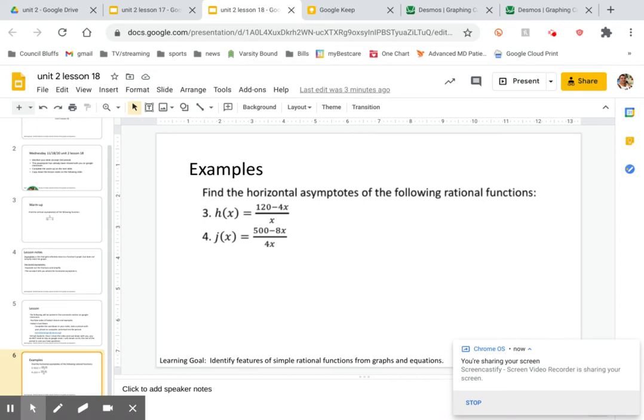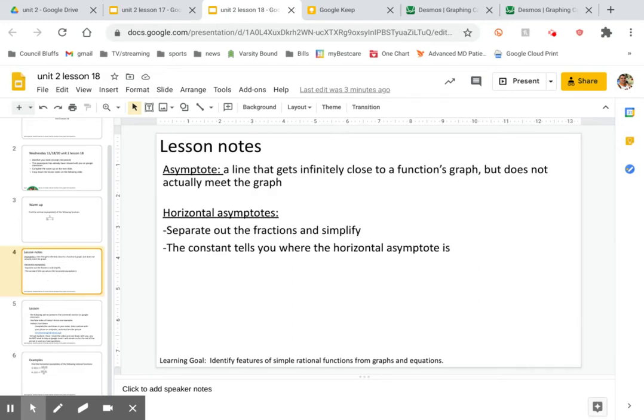All right, lesson 18 is a continuation of yesterday. Remember, we started talking about asymptotes yesterday, straight lines that get infinitely close to a function's graph, but never actually meet or cross the graph. Yesterday, we talked about vertical asymptotes, or lines that are up and down. Today, we are talking about horizontal asymptotes and how to find those.